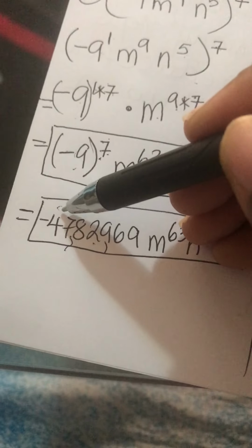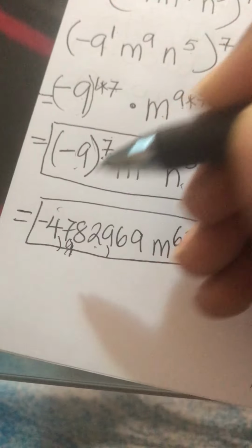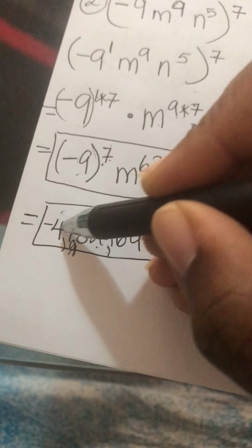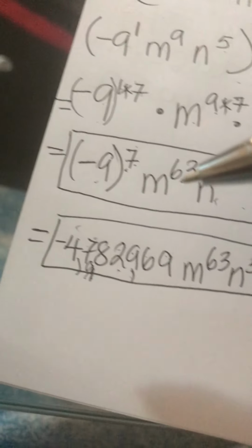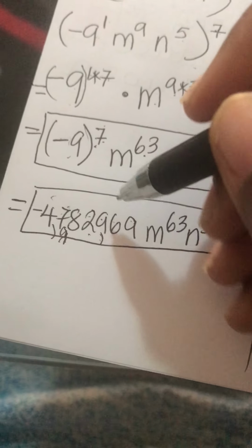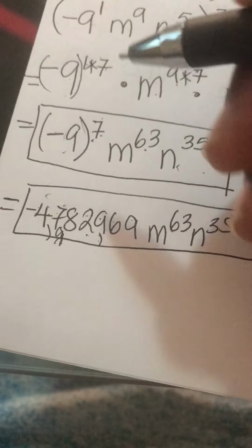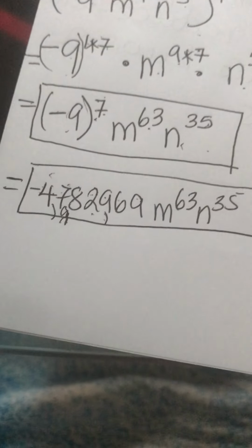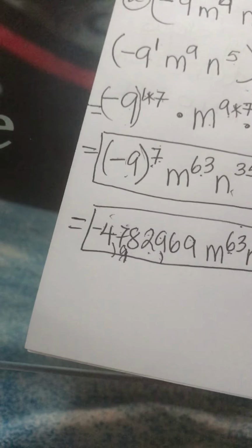Okay. So negative 47 million. Did I do this correctly? No, here's the comma. So you count 1, 2, 3, comma. 1, 2, 3, comma. Okay, let me read again: negative 4,782,969, m to the 63rd power, n to the 35th power. Okay?